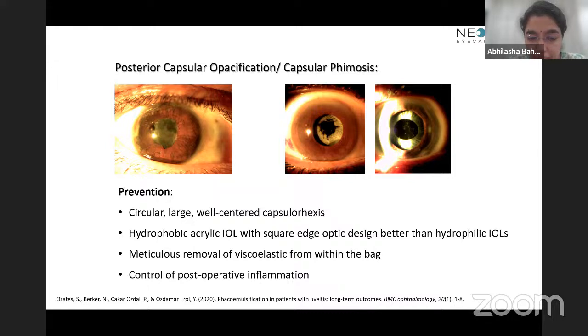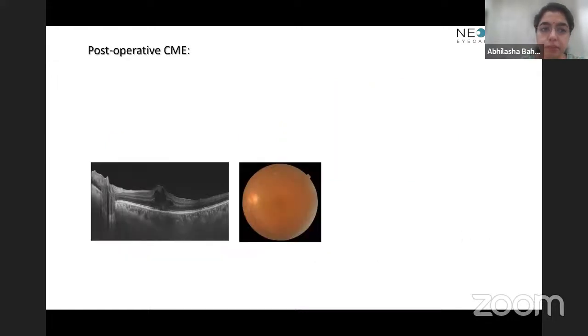A hydrophobic acrylic IOL, as I have said before, with a square edge design is better than hydrophilic IOLs in preventing PCO. There should be meticulous removal of viscoelastic from within the bag. It is always recommended to go behind the IOL also and remove the viscoelastic, because retained viscoelastic can cause more inflammation, and postoperative inflammation should be controlled very aggressively in these eyes.